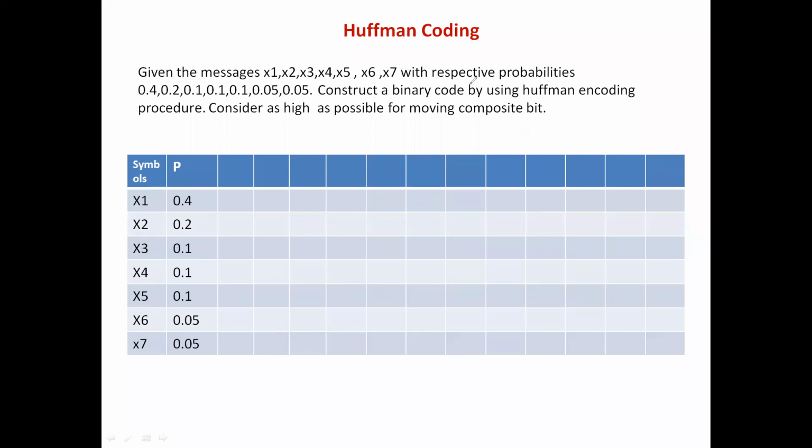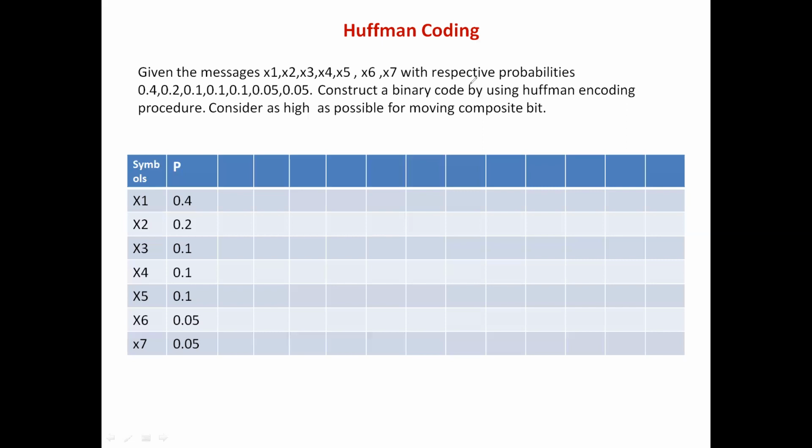Hello. In the previous class, we took the example of Huffman coding where we moved the composite bit as low as possible. In this case, I am taking an example where I move the composite bit as high as possible. You can see the problem. You have 6 message bits with the probabilities I have written in the table. We are supposed to construct a binary code using the Huffman encoding procedure, considering the composite bit should be placed as high as possible.